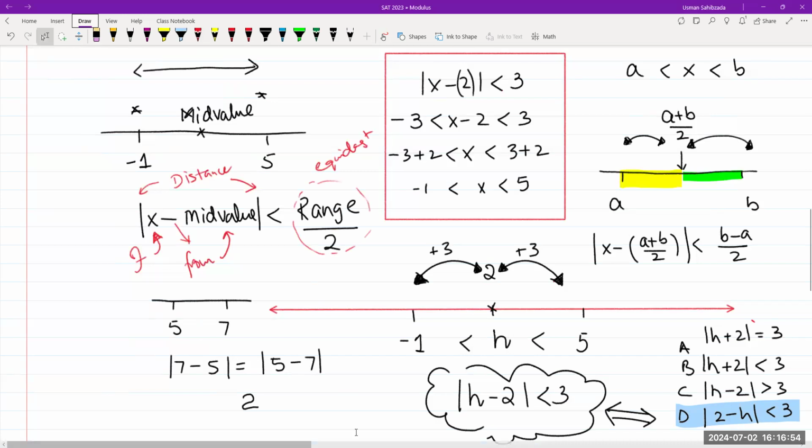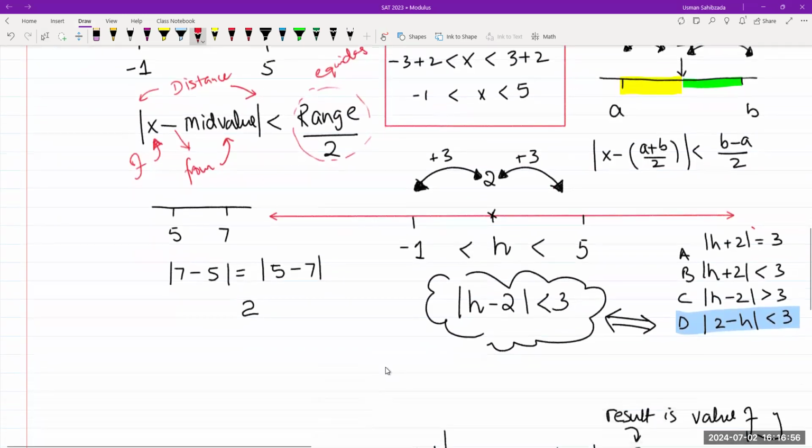Let me talk about this again. Yesterday we said that if you have H, which is ranging from -1 to 5, the mid value would be 2. And you would have a range of 3 in the positive direction, 3 in the negative direction. So there's a gap of 3 units from 2. How do you write that as a modulus? You say H's distance from 2, modulus, is less than 3. So it's within 3 units.